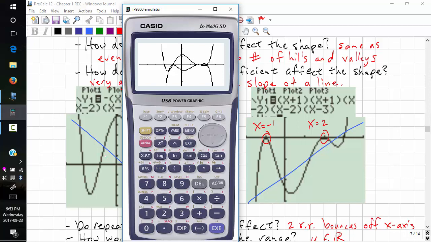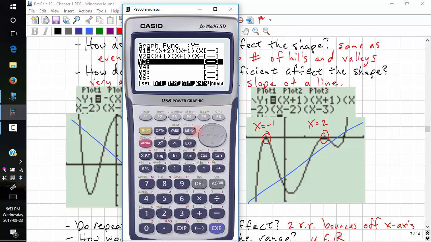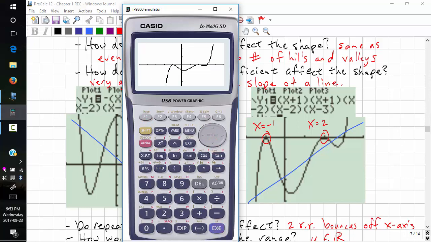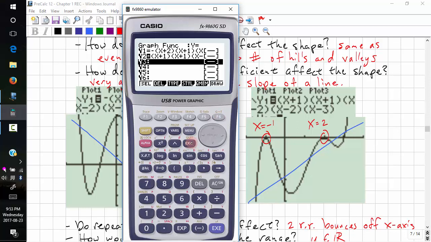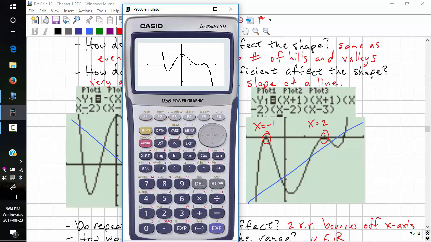Now you can turn off. You press exit to go back. You can turn off one of these by pressing select. So I'm only going to draw Y2 this time. Draw. And I press EXE to draw. You can also press F6 to draw. And the advantage of just selecting them is that you still have the equation. And entering equations is slow. So it's better just to leave them there and turn them on or off.